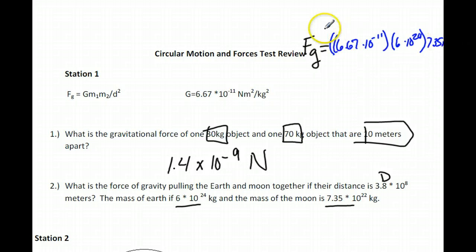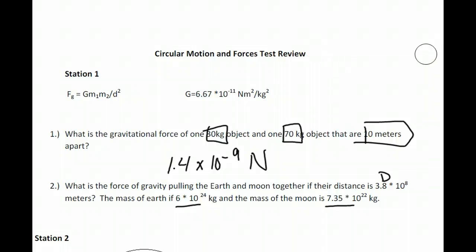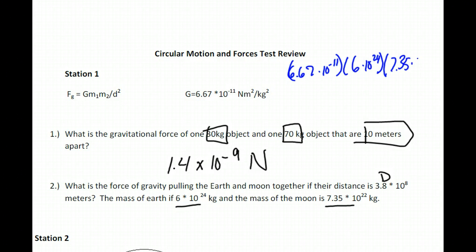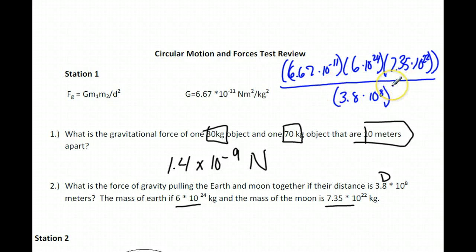You guys can't see that. Let me rewrite it. 6.67 times 10 to the negative 11th, 6 times 10 to the 24th, 7.35 times 10 to the 22nd. Parentheses all the way around that, divided by the distance between them, 3.8 times 10 to the 8th. Thank you, Eric. And we're going to square that.